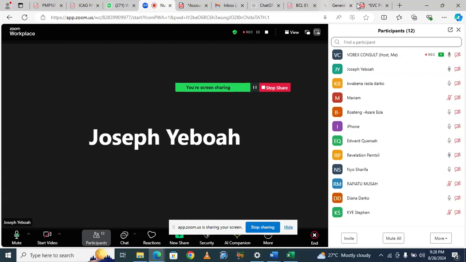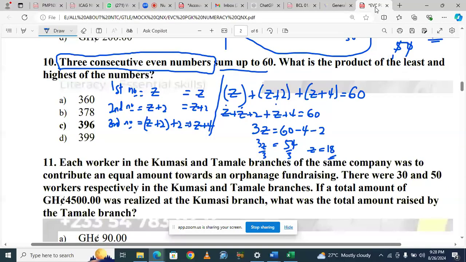So what we're saying is that 3 consecutive numbers, you have explained that they would follow each other. And we know that with even numbers, they increase by 2. So the first even number is, if it is z, then the second even number will be z plus 2, and the third one z plus 4. At this point, do you get it?